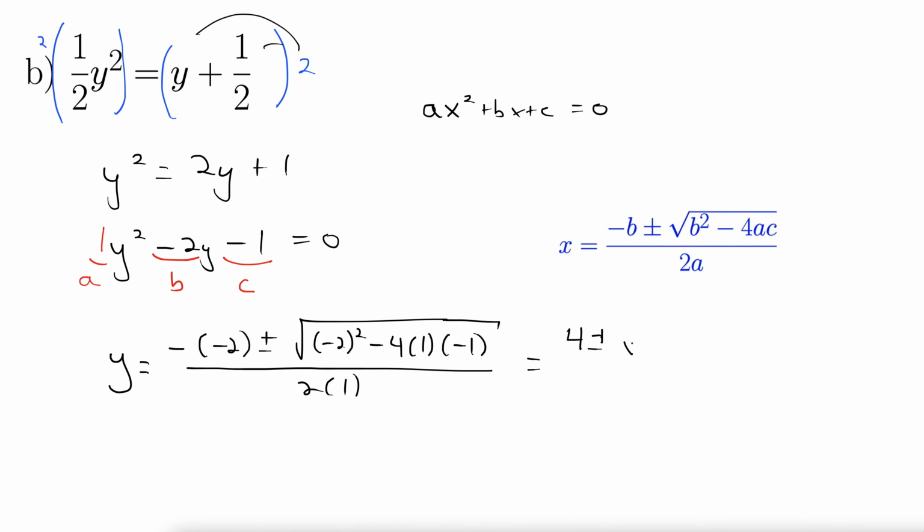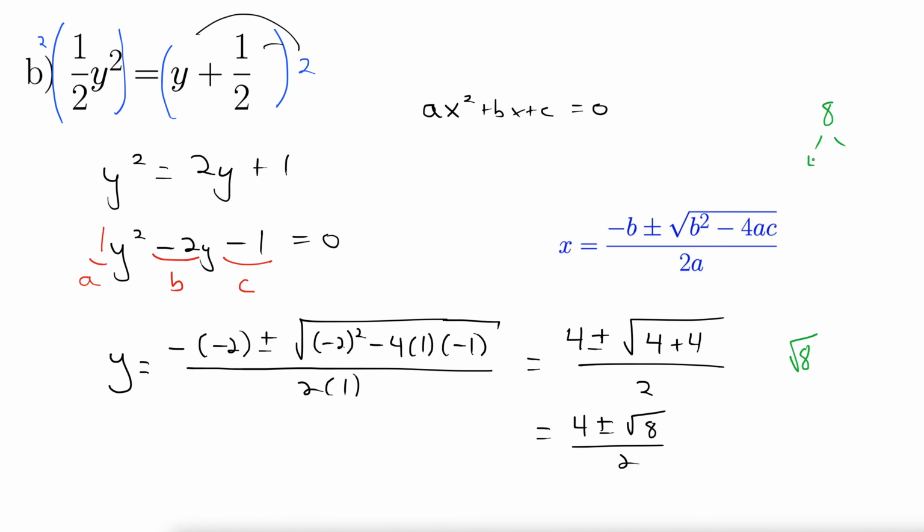2 plus or minus the square root of negative 2 squared is 4. Minus times a minus is a positive, so 4 plus 4 here, all over 2. Okay, so 2 plus or minus rad 8 over 2. But let's look at rad 8. We're looking for perfect squares as a factor of 8. 8 is 4 times 2, and 4 is a perfect square. So let's rewrite this rad 8 as rad 4 times 2, and out comes a 2 as we take the square root of 4. So rad 8 is actually 2 rad 2.